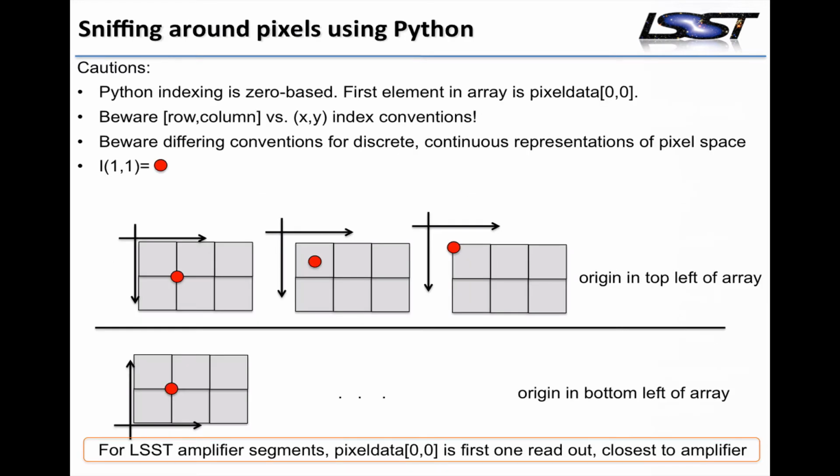So turning now to thinking about interrogating individual pixels in the array, especially using Python, I'll just make a couple of quick comments. Indexing of arrays in Python is zero-based, so the first element in an array is index 0, 0. You need to be very careful about the fact that in Python, the first index is the row of the array, and the second index is the column of the array.